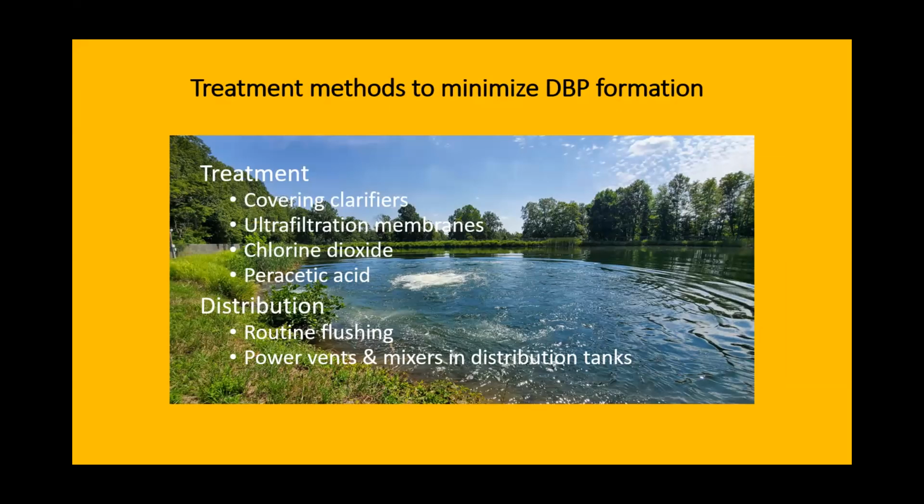In addition to talking to them and gathering data, we also toured each facility, and we were able to see the unique treatment processes of each. So some of the methods utilized by the participating facilities include measures at the treatment step as well as distribution. Treatment methods can include the reduction of precursors and chlorine alternatives, and these were covering clarifiers, ultrafiltration membranes, chlorine dioxide, and peracetic acid. And then the distribution methods included routine flushing, and that was on a monthly basis or however often the treatment facility felt necessary. And then last was power vents and mixers in the distribution tanks.